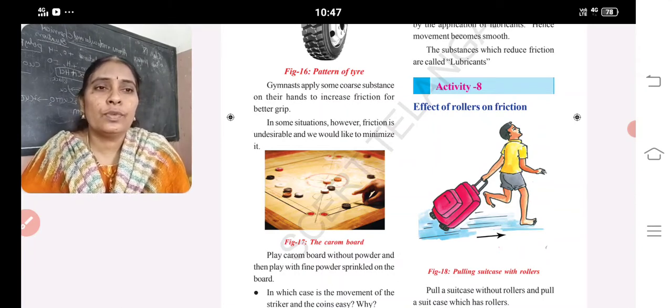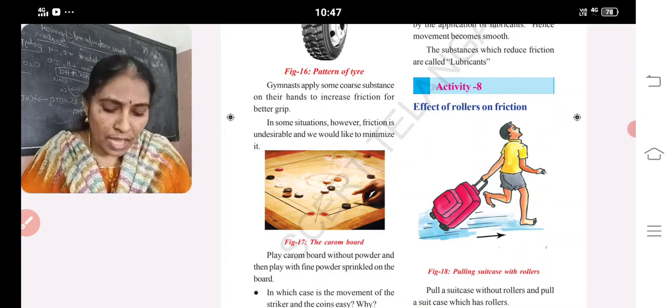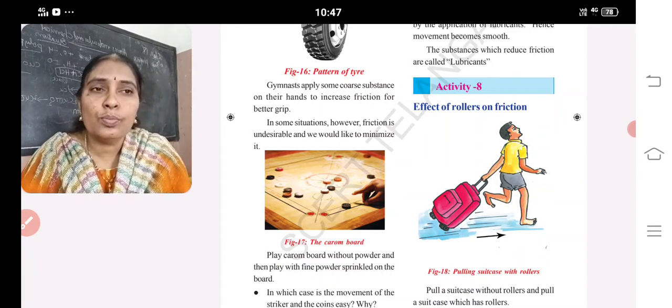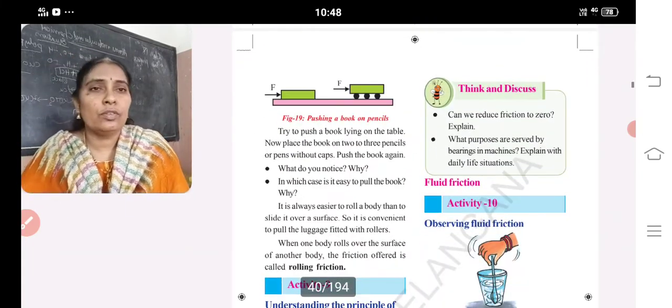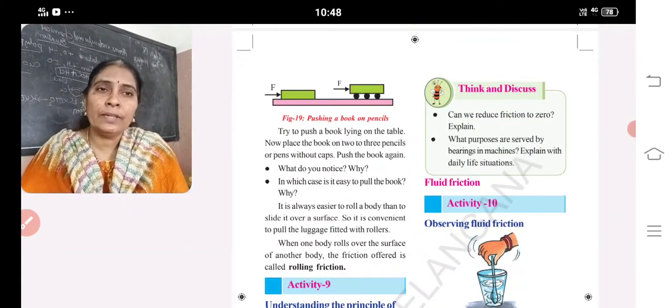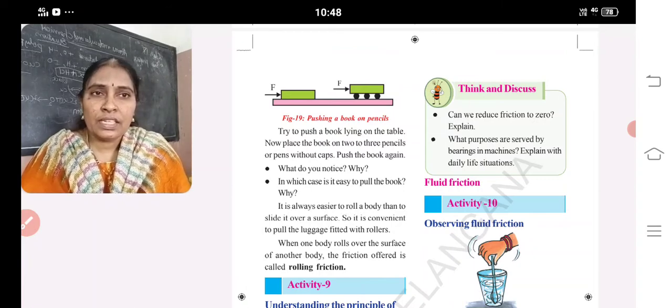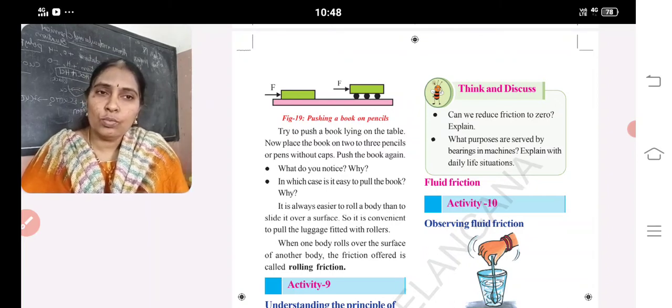Effect of rollers and friction. Carrying a heavy load, that is a suitcase, is difficult, but if we have rollers, it is easy to pull. So frictional force also reduces by using that. A simple activity is given. Just take pencils, place some coins or pencils on that, and place one book. Just pull it. It is easy to move. So in this way we can reduce the friction.